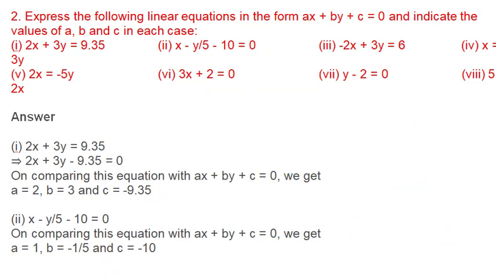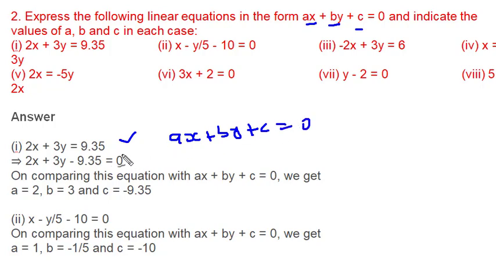Question number 2 is basically that we have to express these equations in the form ax plus by plus c equal to 0. Whichever form it is in, we have to transform it into this form. So let's check the first one. The first one is 2x plus 3y is equal to 9.35. Now we have to express this in the form ax plus by plus c equal to 0.